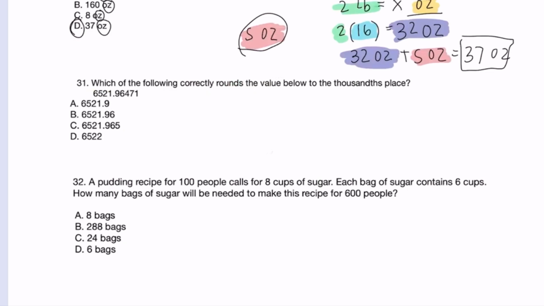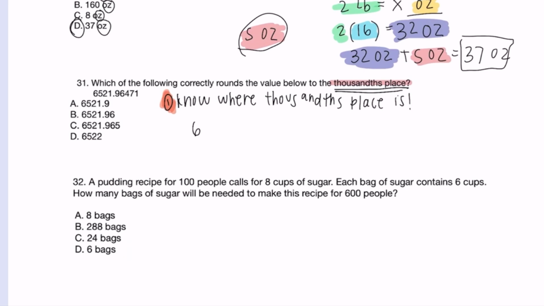I hope that helps. Which of the following correctly rounds the value below to the thousandths place? A really good thing to know before you get to the test is your hundreds, tens, thousands. It's really important to already be aware of that before you start your test, because otherwise you're just going to get stressed out trying to figure that out. So let's go ahead and write the whole number down. So you have 6, 5, 2, 1.